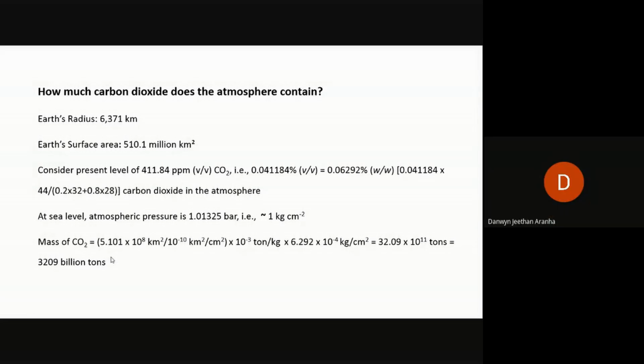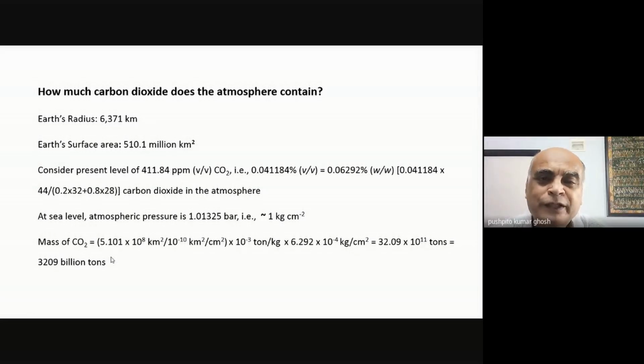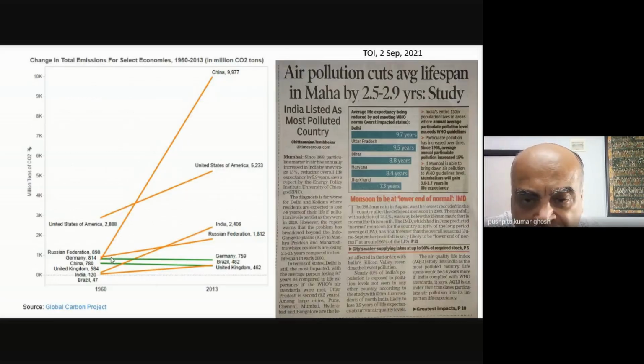Sir, could you repeat? Of the total CO2 in the atmosphere, 30% of that has come since 1980. Is that clear? Everybody has understood the calculations?